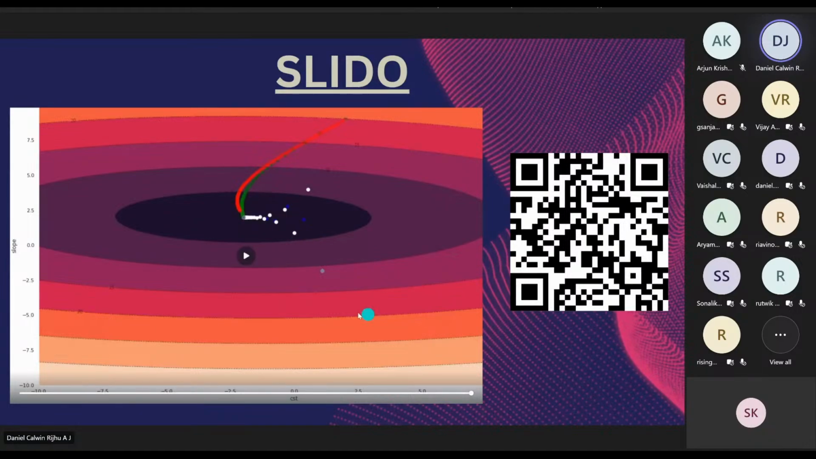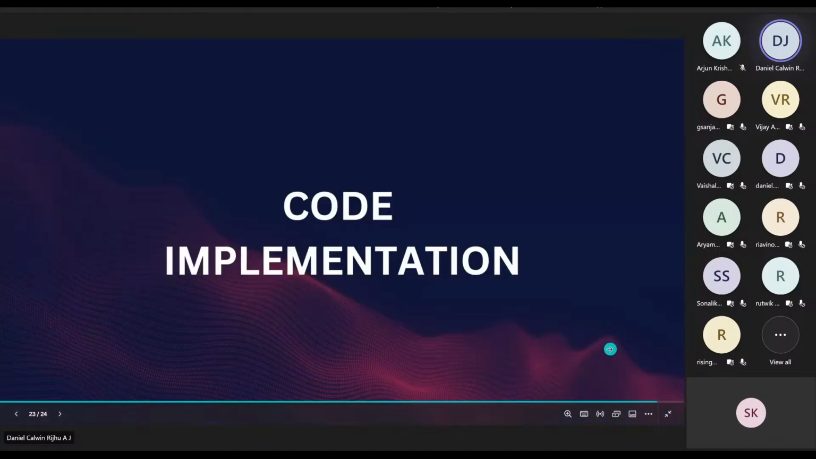So as we know, when we compare RMSprop and Adam, Adam has an excess of momentum term which is added to the RMSprop. So that obviously means that the green one is RMSprop and the red one is Adam. So I hope that makes it clear. Now we'll move on with the code implementation.